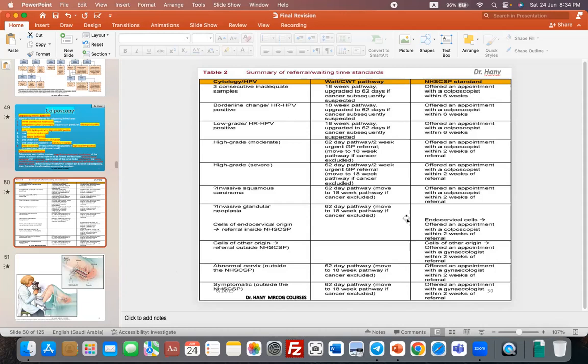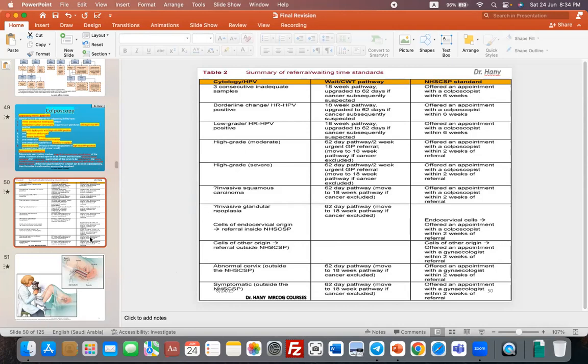The fast track from here, from CIN2, high grade, moderate. This will be in the fast track. High grade, severe, CIN3, dyskaryosis. Invasive, CGIN.